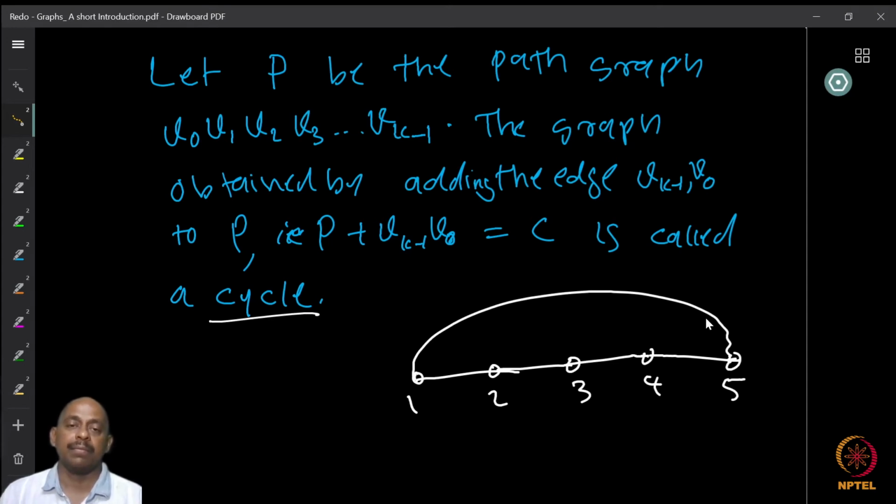So V0, V1, V2, etc., Vk minus 1. If you have a path and I add the edge Vk minus 1 to V0, then I will get a cycle. So a path together with one more edge connecting the endpoints forms a cycle. Here is an example of a cycle: we have 1, 2, 3, 4, 5, and then 5 to 1.